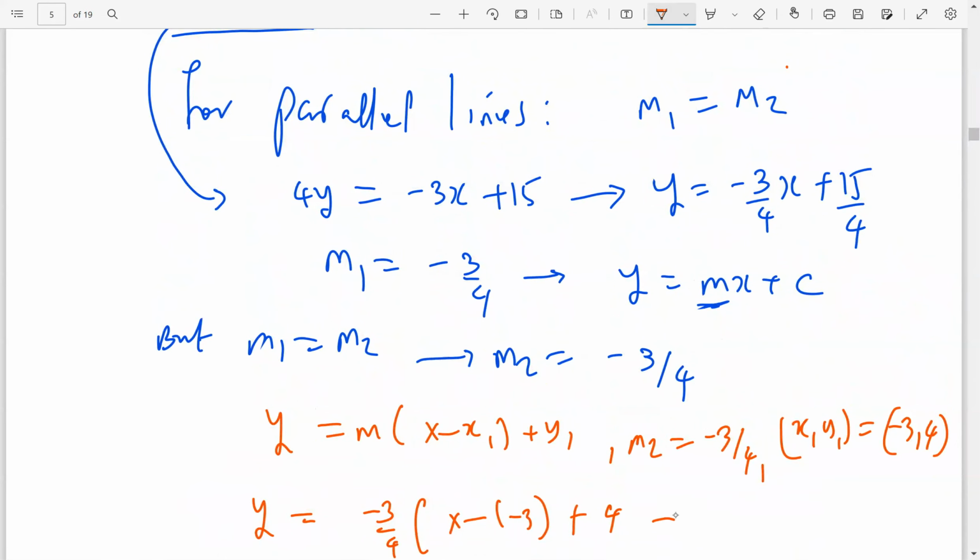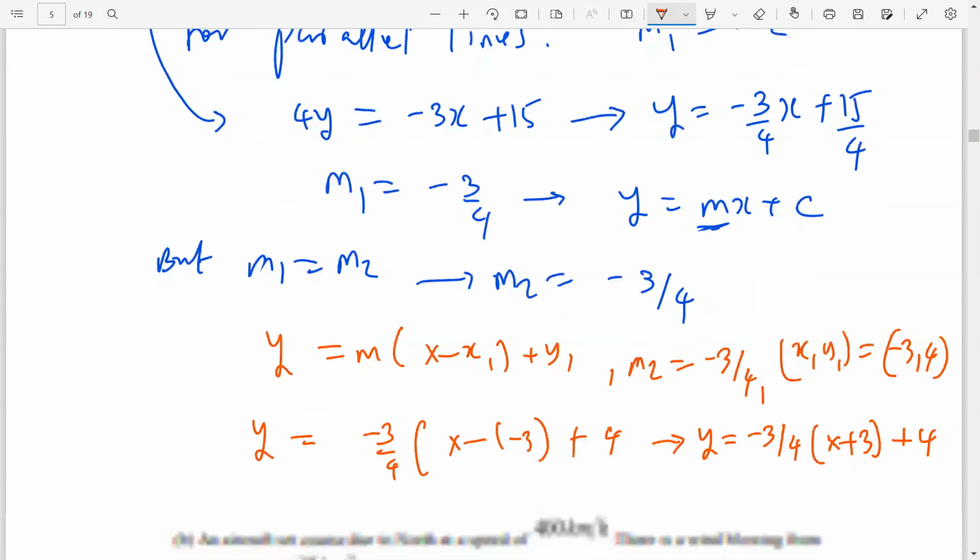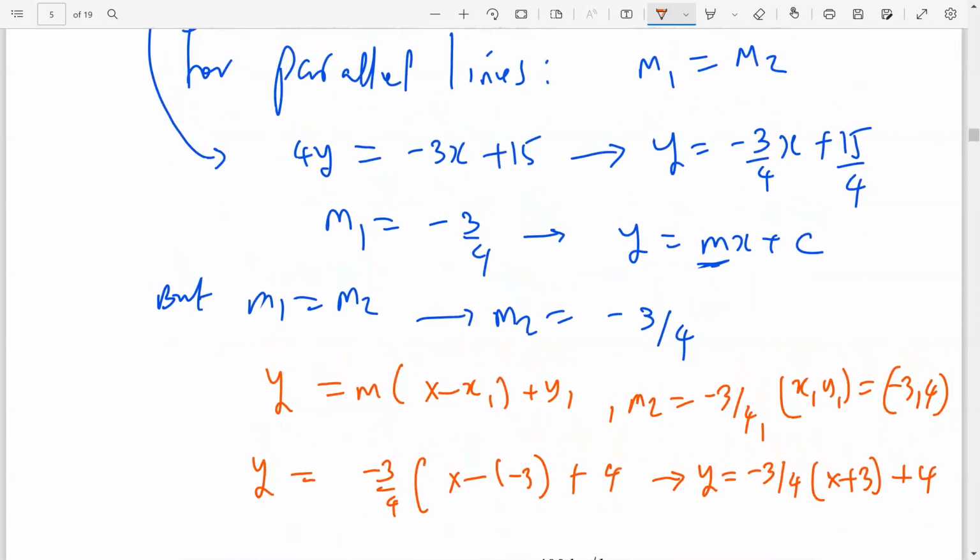So now the equation of the line will be y equals negative 3 over 4 x. You can do the operation in the bracket: you have x plus 3, plus 4. And eventually we can open the bracket. When you open the bracket, we get y equals negative 3 over 4 x minus 9 over 4 plus 4.